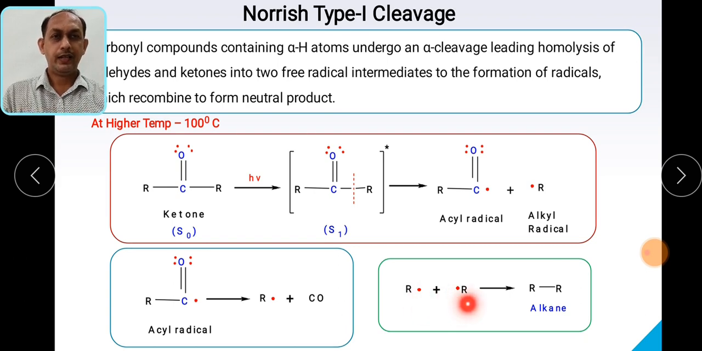These two alkyl radicals have a single electron present on them, so they are free radicals. They will combine and form a bond between the two alkyl groups, and this is how these compounds will get converted into alkanes. If you see, these alkyl groups are coming from the ketone, and this particular CO is eliminated in this fashion. So this is how we get the formation of neutral molecules such as alkanes.